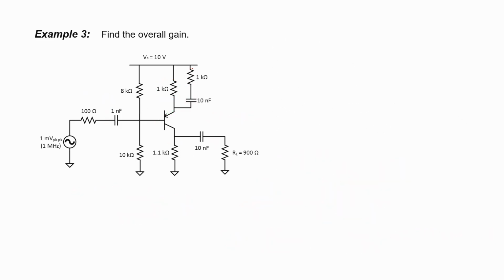Example 3 is identical to example 2 with the exception of this branch in parallel with the emitter resistor. If we were to apply impedance reflection in order to calculate the resistance looking into the base of that transistor, let me call it r pi, then we would find that the new emitter resistance, this 1 kilo ohm, is going to modify that just a little bit.